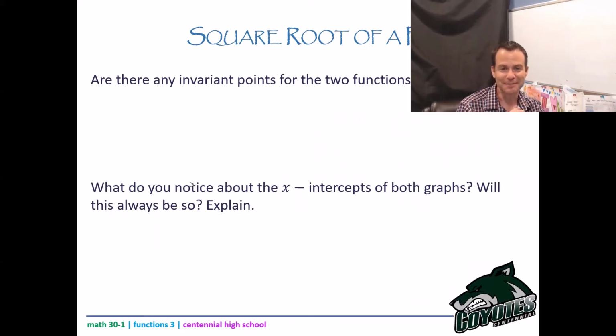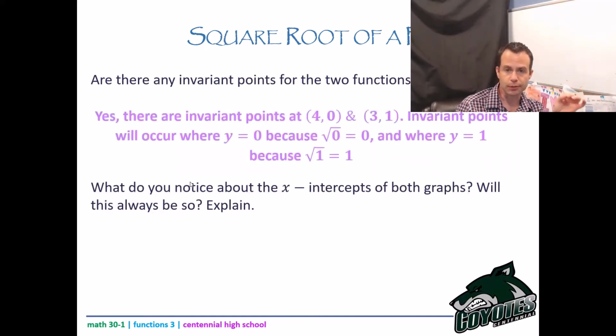Okay, so are there any invariant points for the 2 functions? If so, where? And we've talked about that. That was at y equals 0 and y equals 1. So the invariant points are (4, 0) and (3, 1). Invariant points will occur when y equals 0 because the square root of 0 is 0, and where y equals 1 because the square root of 1 is 1. Okay.